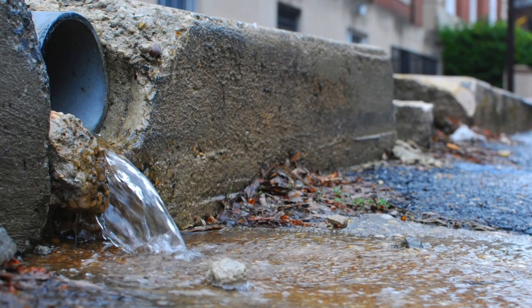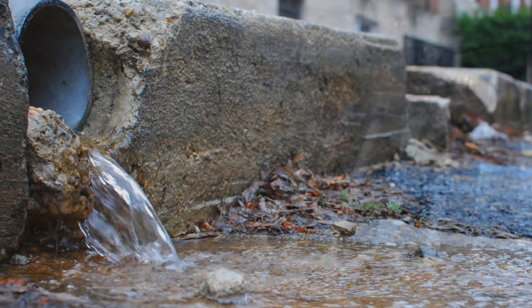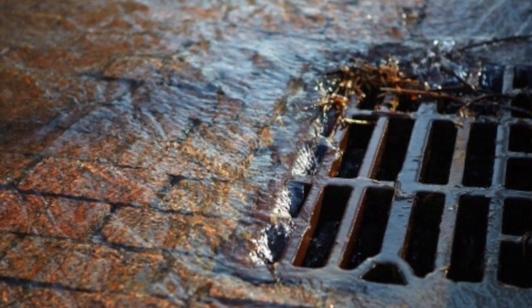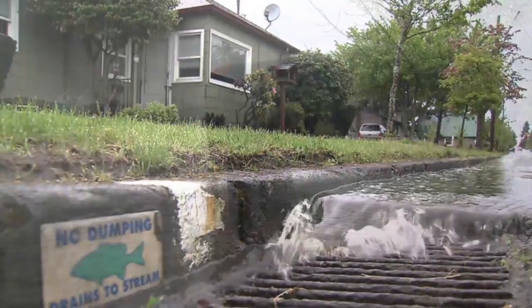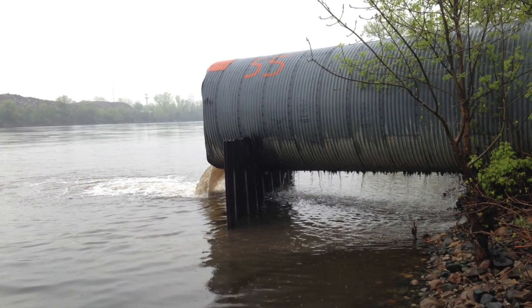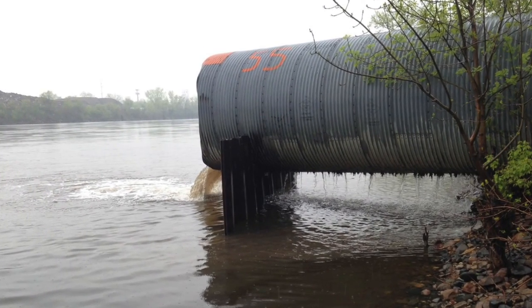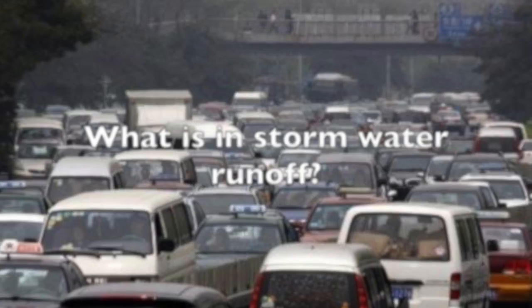So what's stormwater runoff? Stormwater runoff is rainfall that flows over the ground surface. It is created when rain falls on roads, driveways, parking lots, rooftops, and other surfaces that do not allow water to soak into the ground. And this runoff can lead to many issues within the ocean.